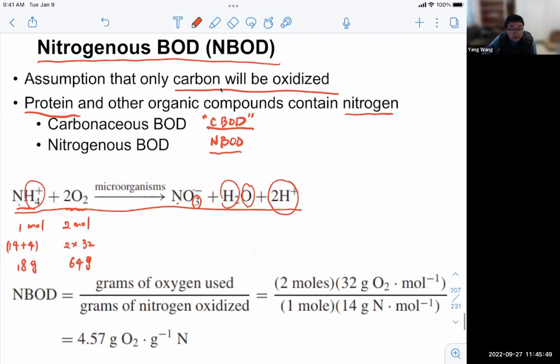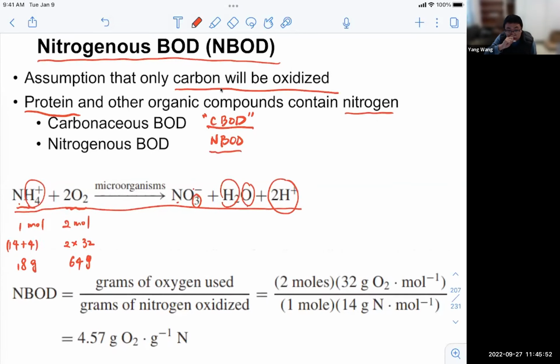Okay, so then you can see that basically for the NBOD, you can just take the ratio between the grams of the oxygen used divided by the grams of the nitrogen used, right? That's 2 multiplied by 32, that's 64. And then in the denominator, you have 14. So basically the NBOD is just 4.57 grams of oxygen per gram of nitrogen, right? So this is the oxygen demand that's brought by this 1 gram of nitrogen in the wastewater.